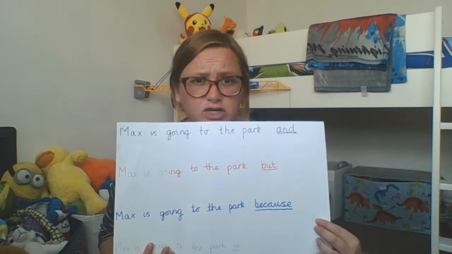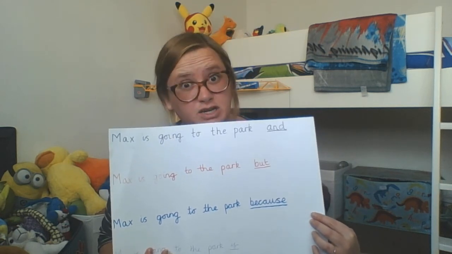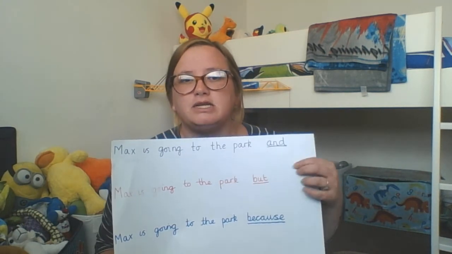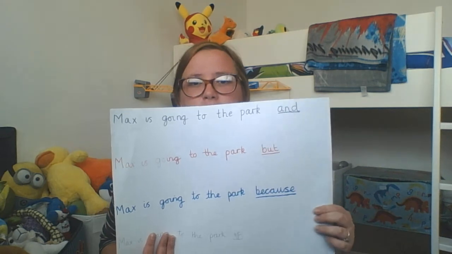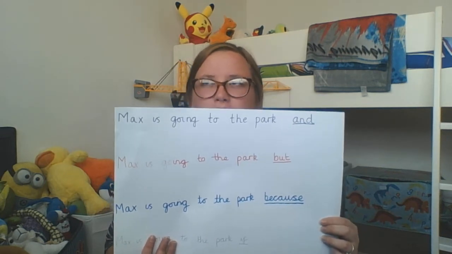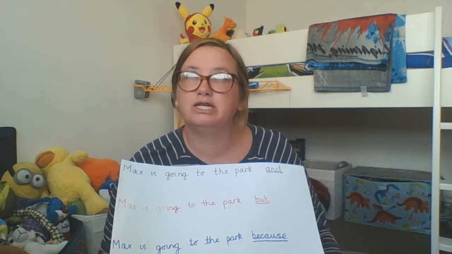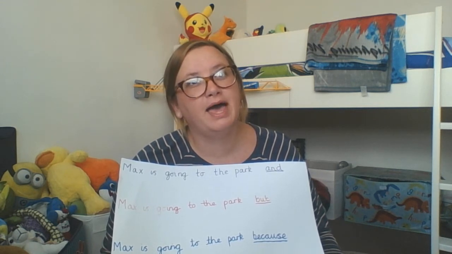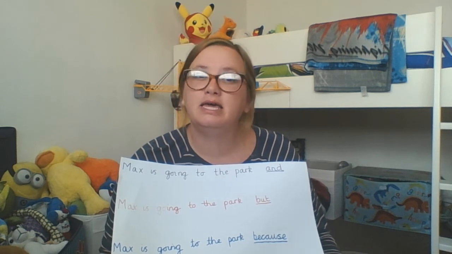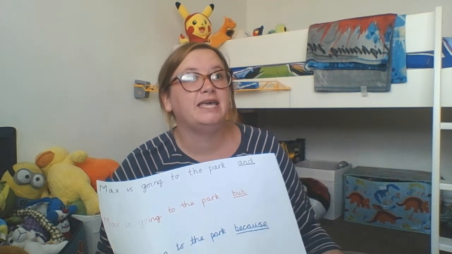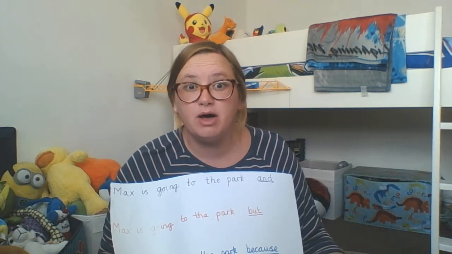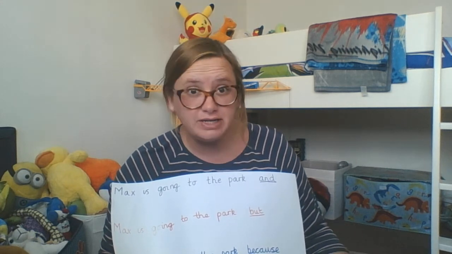So I'm not just going to try and do this off the top of my head, especially for you guys if you're at home. Talk to the people around you. How could you finish that sentence if we're going to use the conjunction and? So Max is going to the park and. What might he do at the park? Max is going to the park and he is going to play on the swings. Or, and he is going to meet his friend there. Or, Max is going to the park and he is going to have an ice cream.